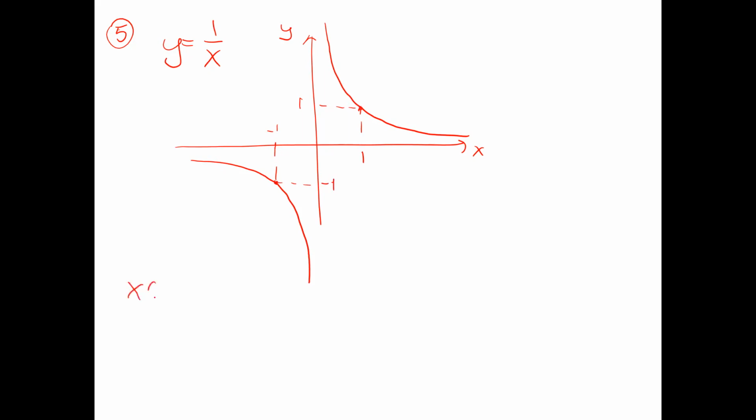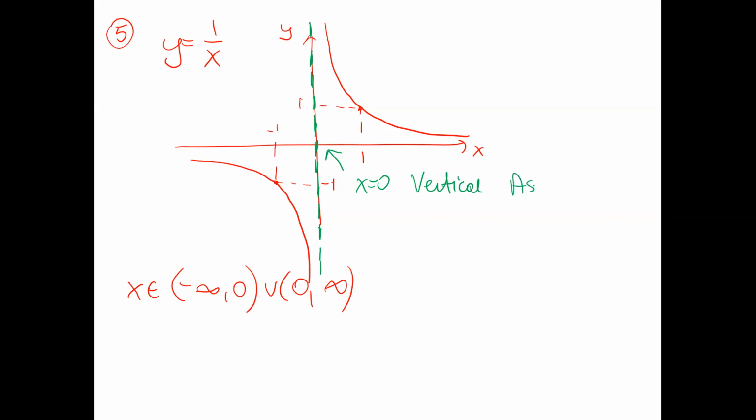Then for x, we may accept all of the negative numbers and all of the positive numbers. The only number that we're not accepting is 0. And we may notice that x equals 0, that vertical line, is a vertical asymptote, because the curve will never touch this line. Of course, x equals 0 is not in the domain.